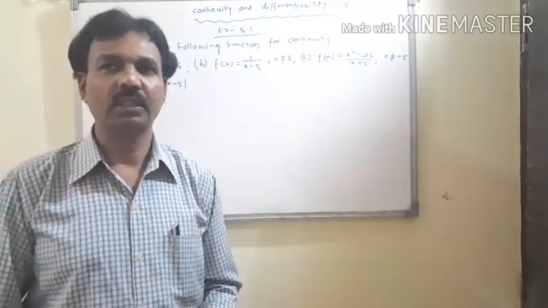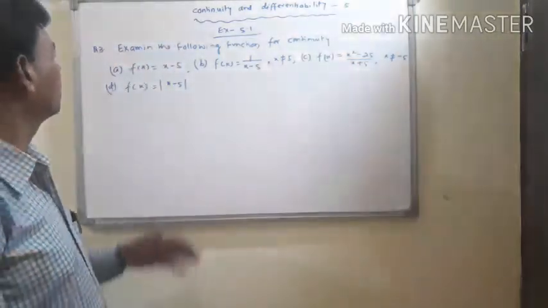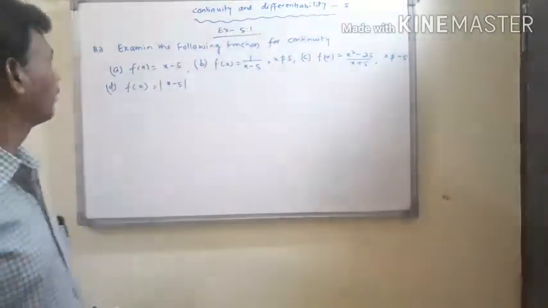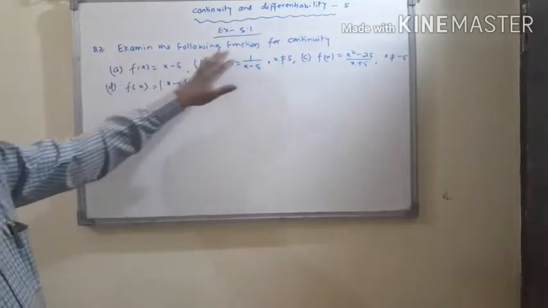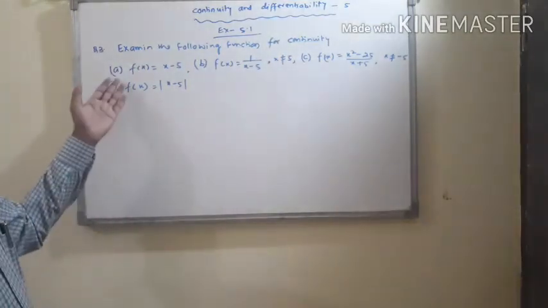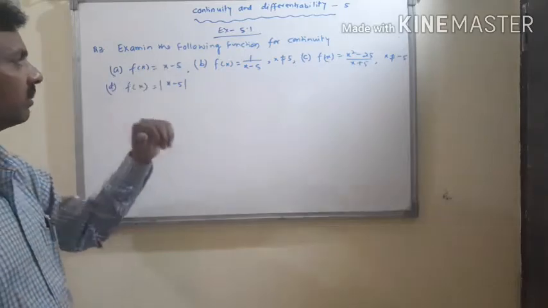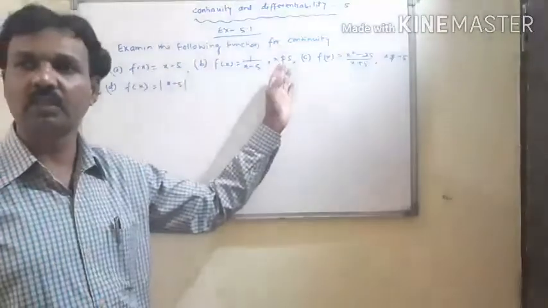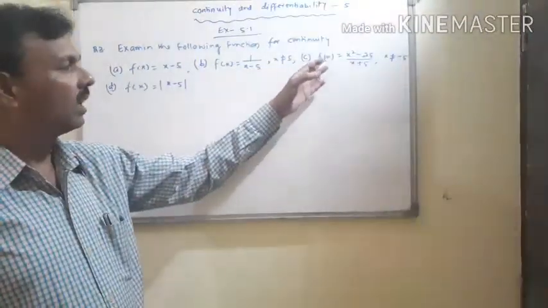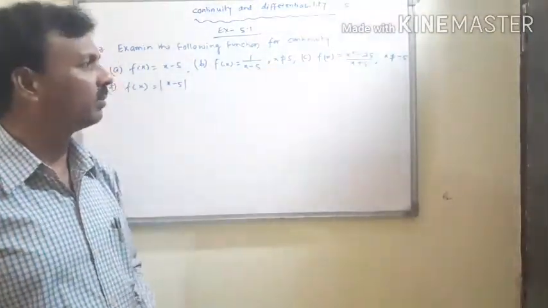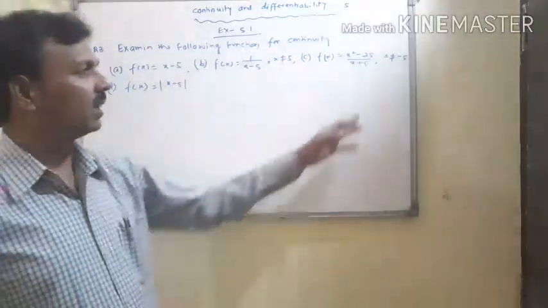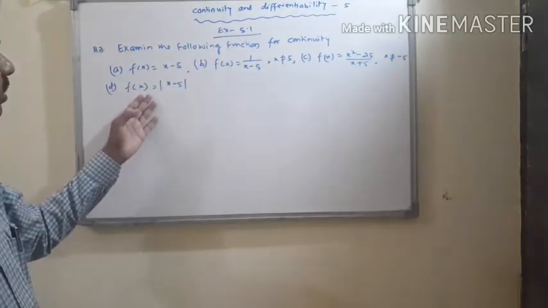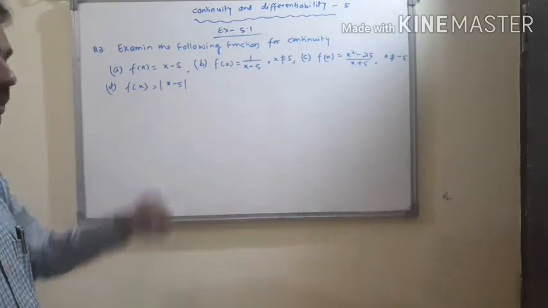Hello students, in this video we will discuss question number 3 of exercise 5.1, class 12 maths NCERT. The question is: examine the following functions for continuity. First, f of x equals x minus 5. Second, f of x equals 1 upon x minus 5, where x is not equal to 5. Third, f of x equals x square minus 25 upon x plus 5, where x is not equal to minus 5. And fourth, f of x equals modulus of x minus 5.